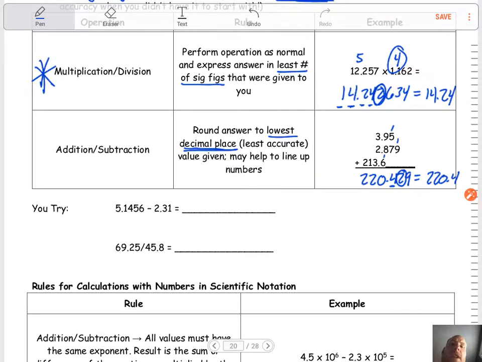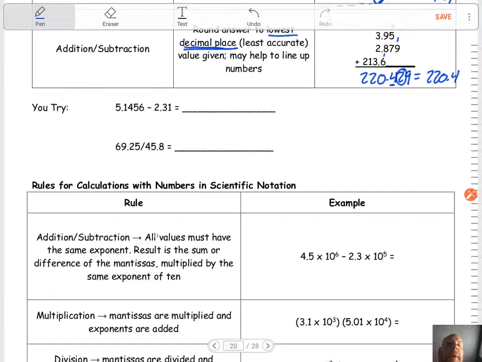Okay. So I want you guys to pause the video. I want you to try these 2 problems on your own and then come back and check your answers. So first one, we're subtracting, so we're going to look for the least number of decimals. So go through, if I take a look, okay, 2 decimals is what I'm going to have, so my final answer is going to be rounded to 2 decimals. You should end up with 2.84. Again, our rule here that we used is the least number of decimal places.